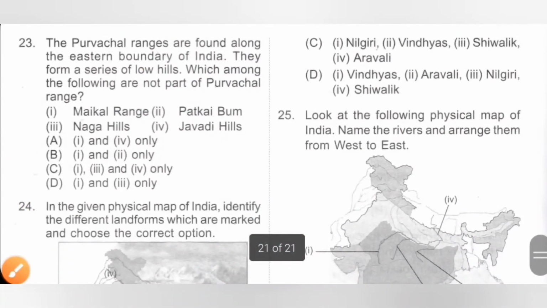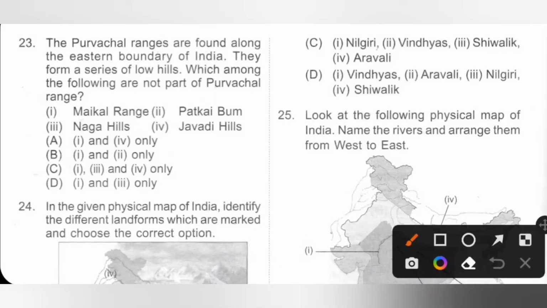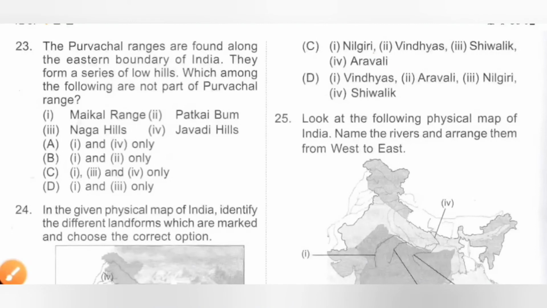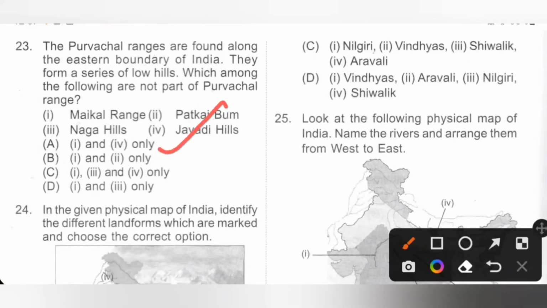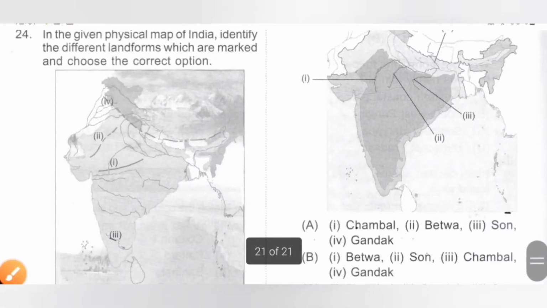23. The Purvanchal ranges are found along the eastern boundary of India. They form a series of low hills. Which among the following are not a part of Purvanchal? 1. Mikir range. 2. Patkai Bum. 3. Naga hills. 4. Javadi hills. So Mikir hills are in the Satpura range and Javadi hills are in the Eastern Ghats. So 1 and 4 are not a part of the Purvanchal range. So 1 and 4 only. Option A.